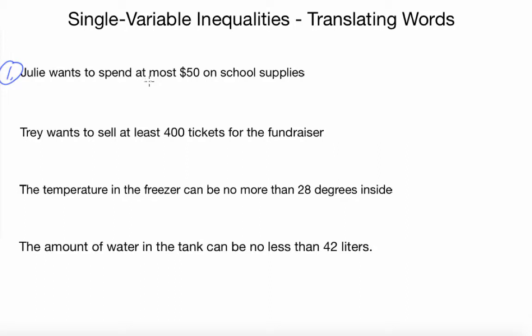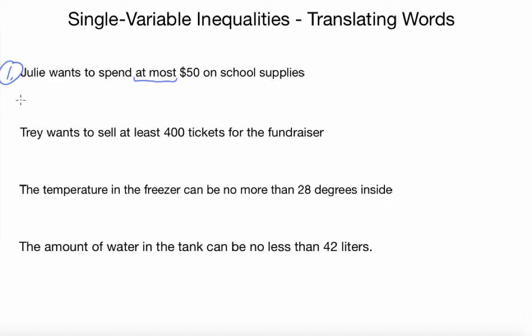Julie wants to spend at most $50 on school supplies. So how do we interpret that? One thing I think is helpful if I'm trying to translate this into the right inequality is keying in on "at most", but thinking of examples. What are some actual values that work? If Julie wants to spend at most $50, that means she doesn't want to spend any more than $50. The most she'll spend is 50.